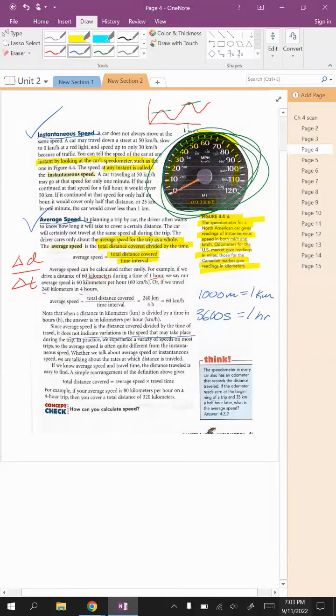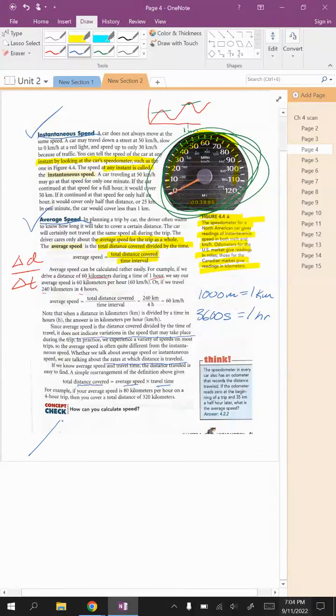So like I said, you look down at your speedometer, that's your instantaneous speed. But when you're on a trip, you speed up, you slow down, there's traffic, there's stoplights, stop signs. So when you talk about average or instantaneous speed, we're talking about a rate at which distance is traveled. If we know average speed and travel time, the distance traveled is easy to find. So what they're saying here is you can find distance if you multiply speed by travel time.